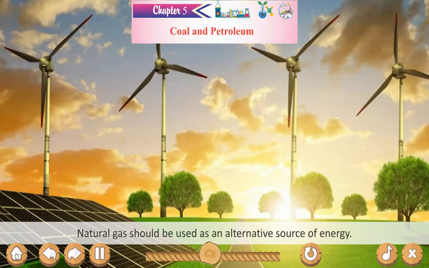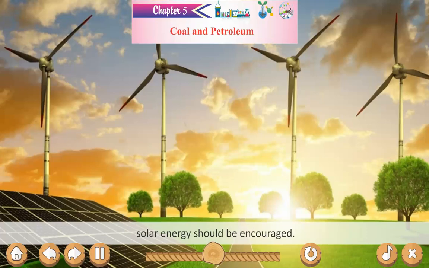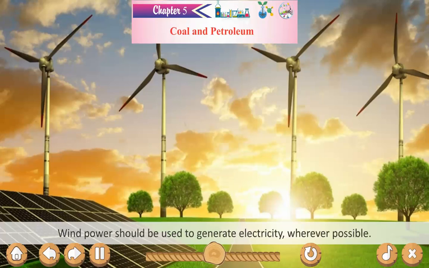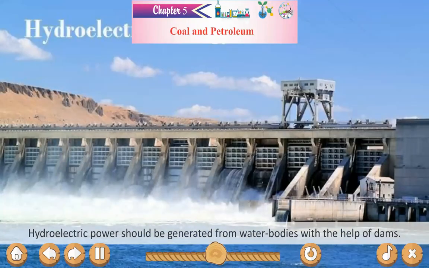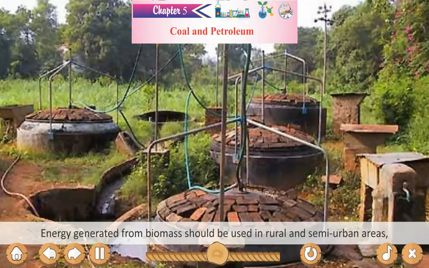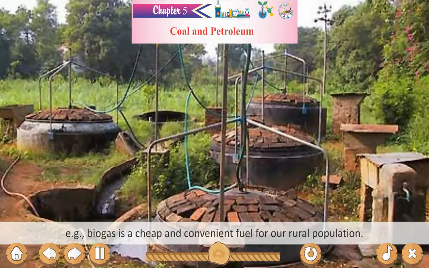Natural gas should be used as an alternative source of energy. We have discovered large reserves of natural gas within last 20 years. Use of solar cookers, solar heaters and other appliances that use solar energy should be encouraged. Wind power should be used to generate electricity wherever possible. Hydroelectric power should be generated from water bodies with the help of dams. Energy generated from biomass should be used in rural and semi-urban areas. Example, biogas is a cheaper and convenient fuel for our rural population.